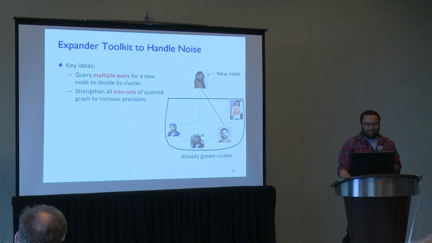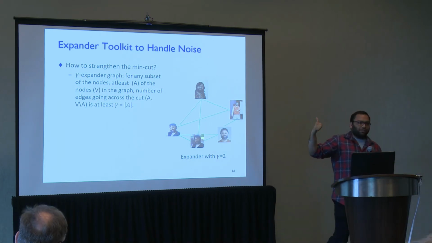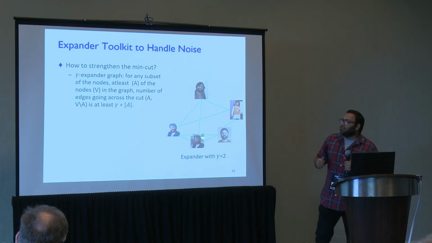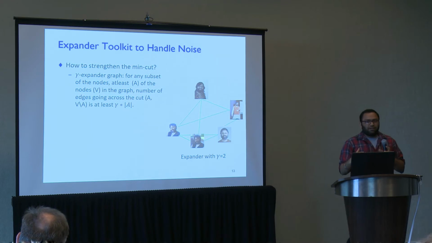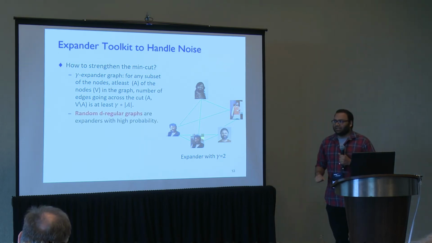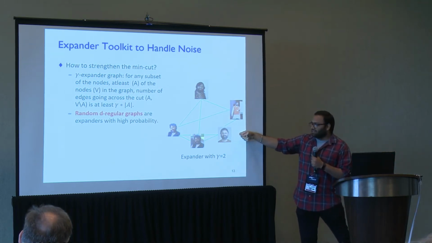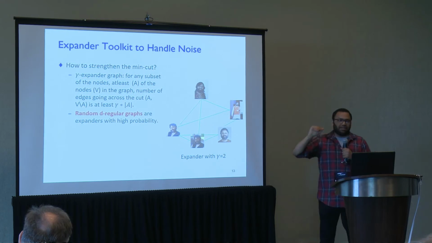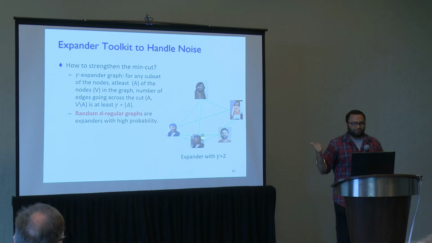To strengthen the min cuts of the queried graph, we borrow the notion of expander graphs from the theory community, which is well studied in that community, which says that if you consider any graph, any cut of the graph, there should be a gamma fraction of edges going across the cut. So the confidence of every cut is at least gamma. They also studied that random d-regular graphs are expanders with high probability. For example, this is a graph which is an expander with gamma 2. Like if you consider any cut, the number of edges divided by the number of nodes is at least 2.